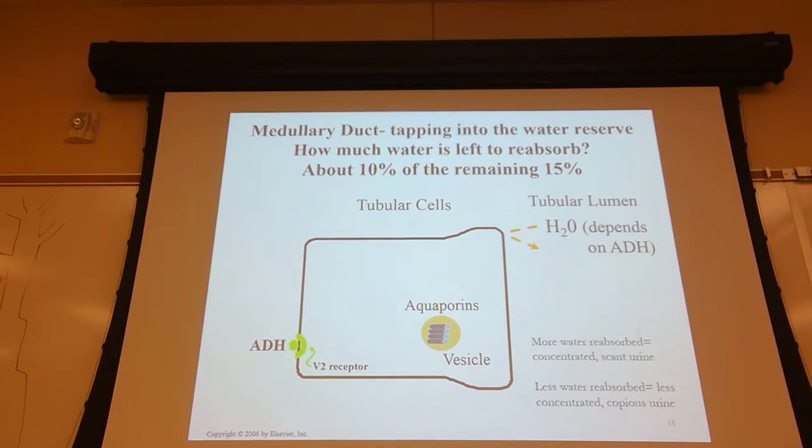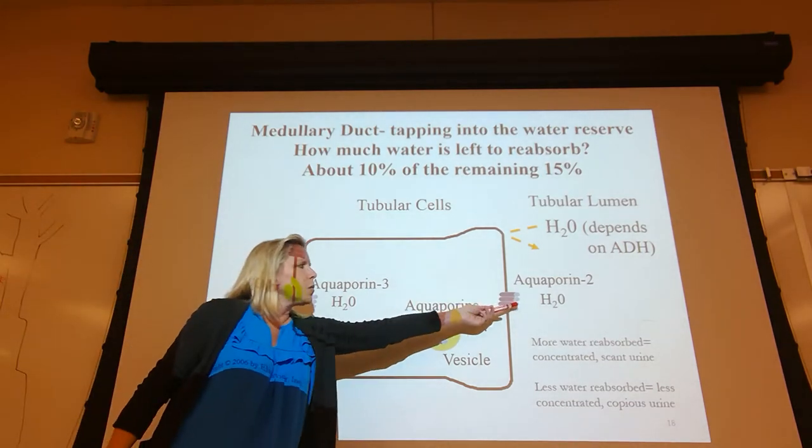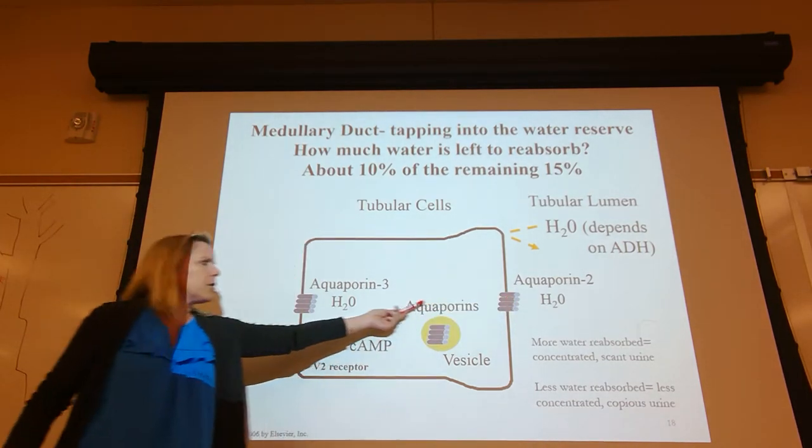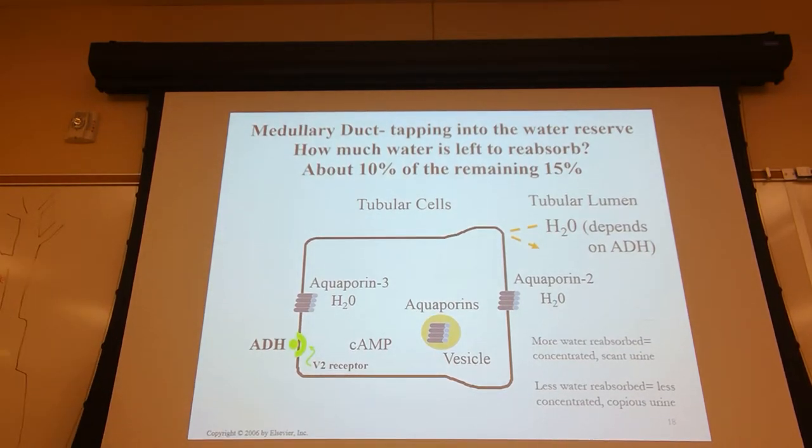Normally, the collecting duct and medullary duct cells are not permeable to water. But when ADH is around, there are pores specifically for water put on both sides of the cell membrane, the apical side facing the filtrate and the basolateral side. So water can now go from your filtrate through the cell, out the back door, and back into the bloodstream.